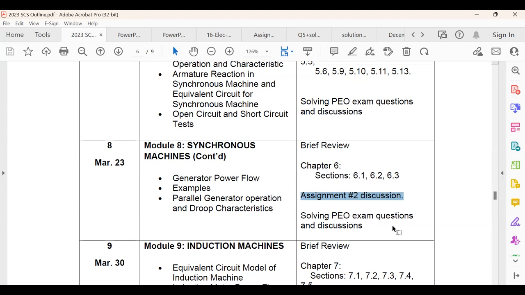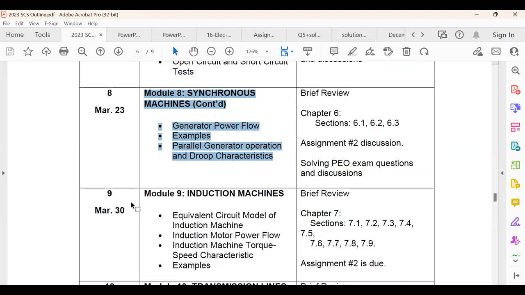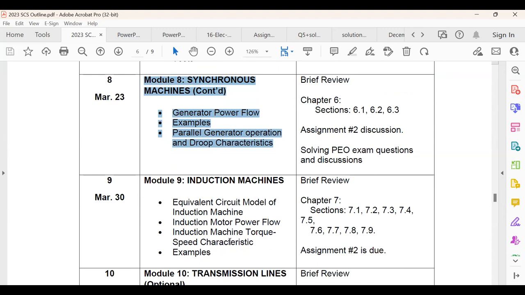Okay, and then we can try to solve some of the PE exams. This is what we usually do at the end of each module. So today, for example, I'm going to cover one of the exam problems for the synchronous machines, similar to what we did with the DC, the transformer, three-phase power, and magnetic circuits. By the way, by next time, we are going to finish the entire topics that are covered in the PE exam.